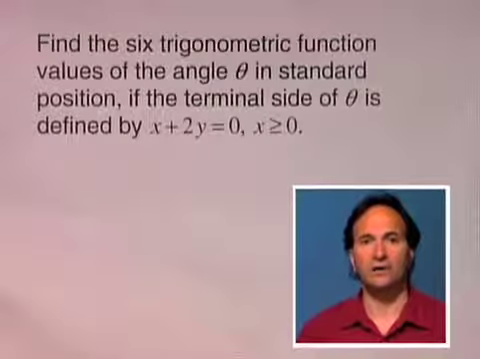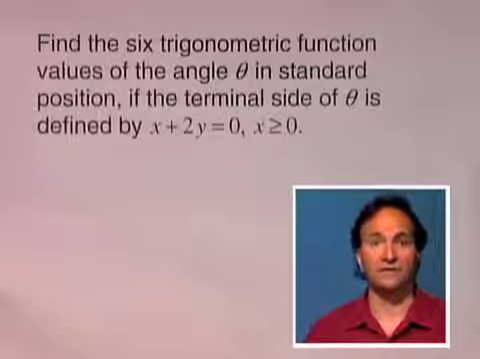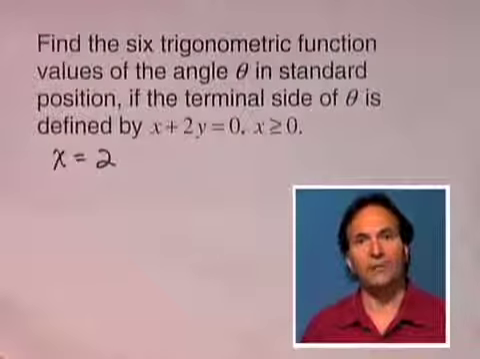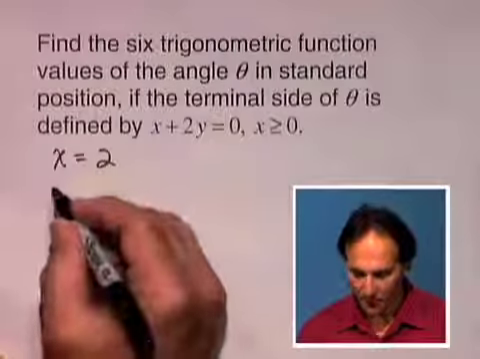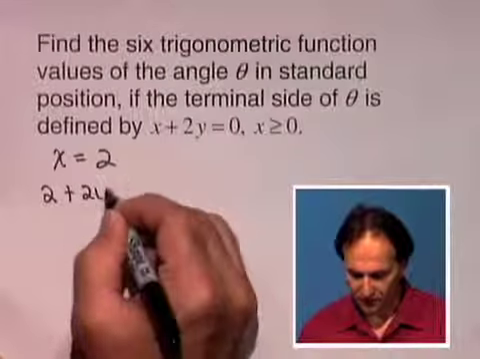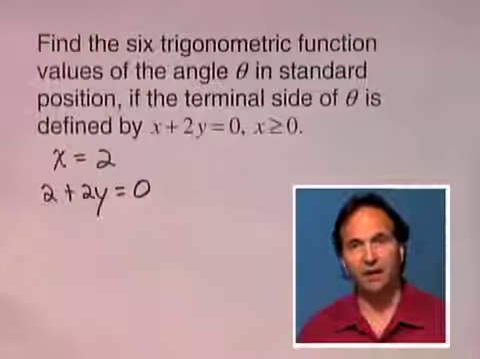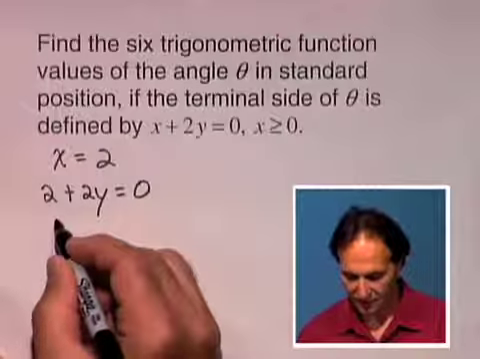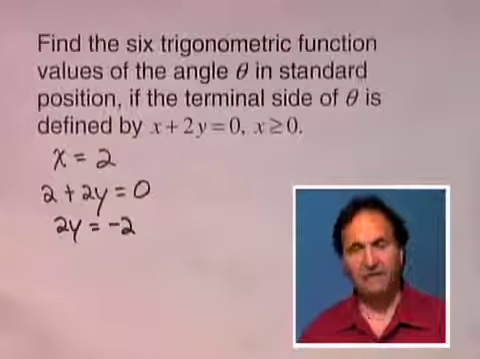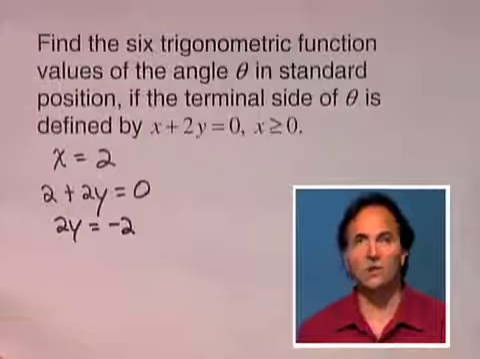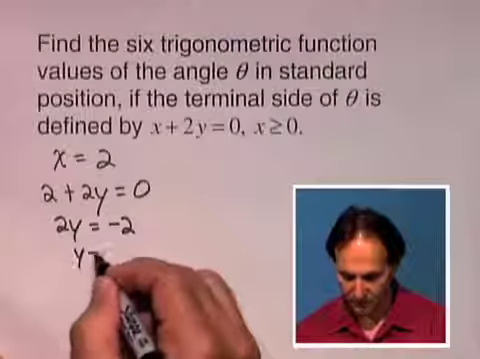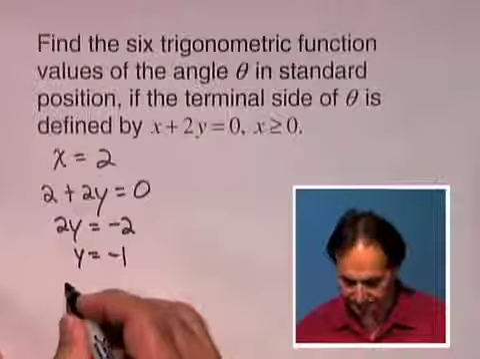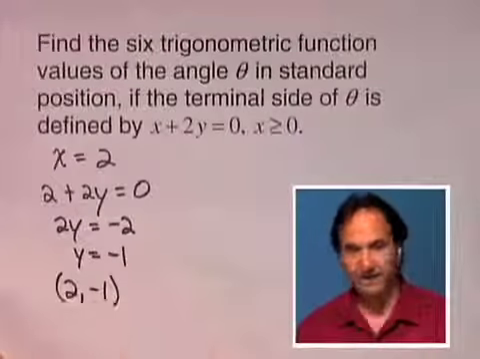We'll just arbitrarily pick a value of x. Let's pick x equals 2. So if x is equal to 2, now we can solve for y. We would have 2 plus 2y equals 0. And that means 2y is equal to -2 when we subtract 2 from each side. And finally, dividing both sides by 2, we have y is equal to -1. And so the point that lies on the terminal side is 2, -1.